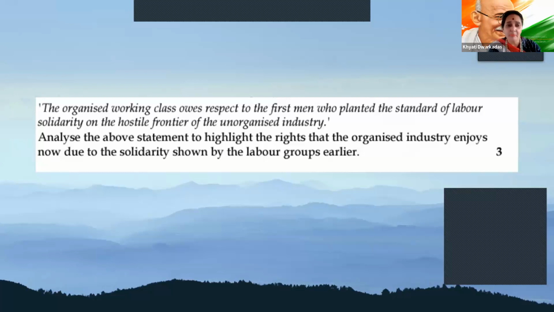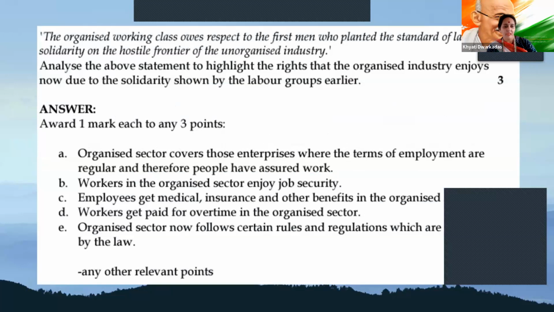You can even have this kind of question from economics. Organized working class owes respect to the first men who planted the standard of labor solidarity on the hostile frontier of the unorganized industry. Analyze the statement to highlight the rights that the organized industry enjoys now due to solidarity shown by labor groups earlier. It shows 3 marks, which means a minimum of 3 points would be expected. And I have given you 5 points. Any other relevant points would also be allowed. In the marking scheme, you need to show 1 mark to be awarded to 1 point.